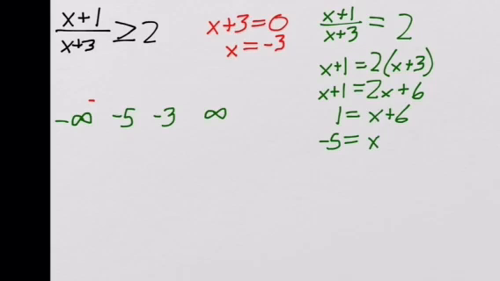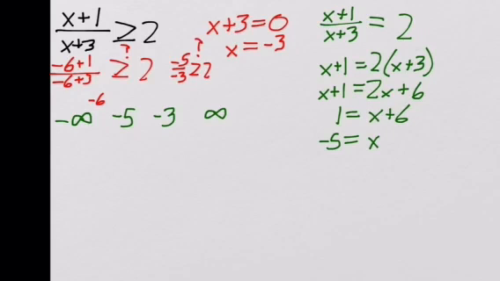So between negative infinity and -5, -6 is something we could work with. So we have (-6 + 1)/(-6 + 3) greater than or equal to 2. And we're testing this. So we get -5 over -3 greater than or equal to 2. Well, that's 5/3 greater than or equal to 2. Not true. So that's a no.